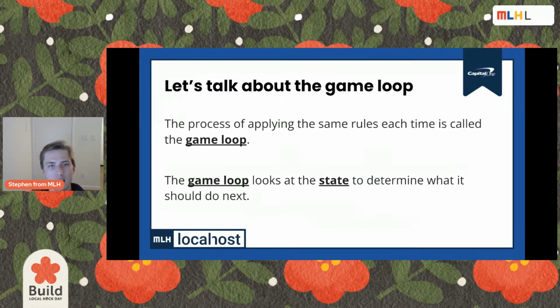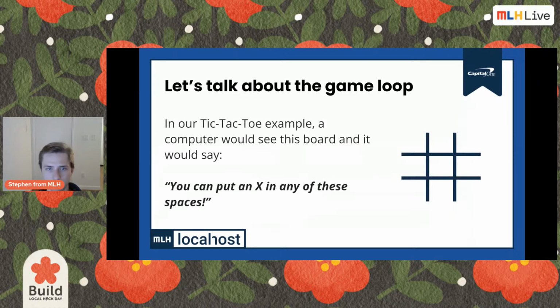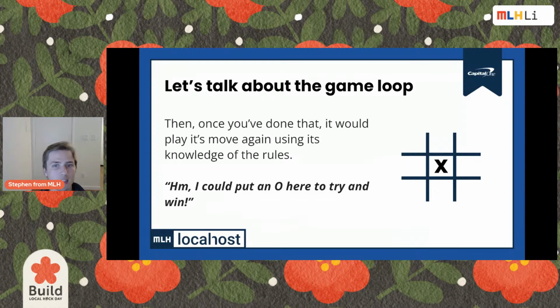Let's talk about the game loop now that we've talked about states. The process of applying the same rules each time is called the game loop. And so the game loop is going to look at the state and determine what it should do next, applying the same rules every time it does that. In tic-tac-toe, the computer will see this board and say, wow, actually, we could put an X in any of these spaces. And once it's done that, the state has actually changed.